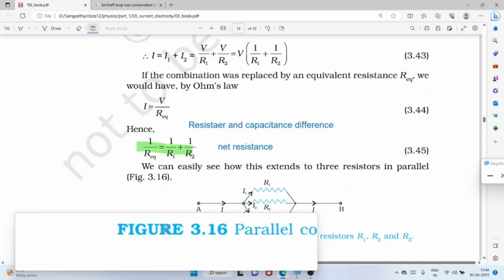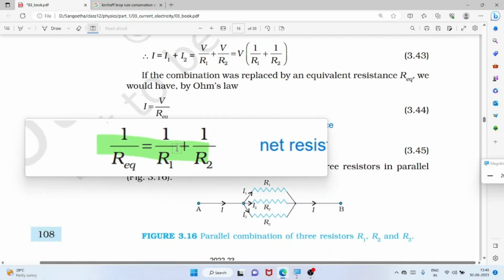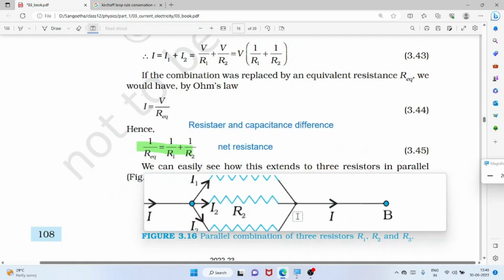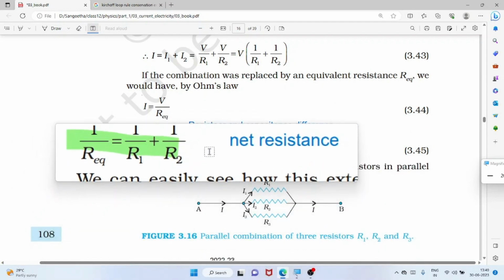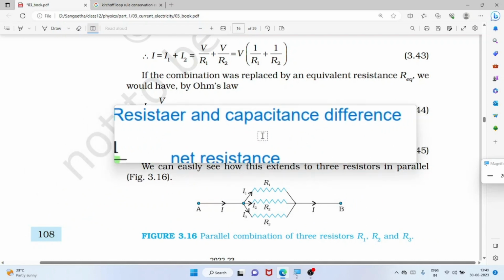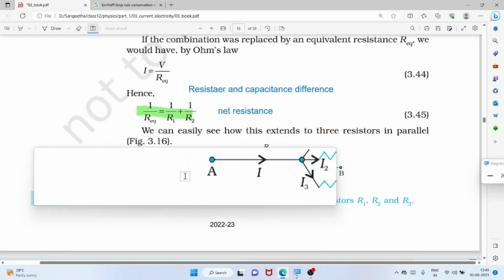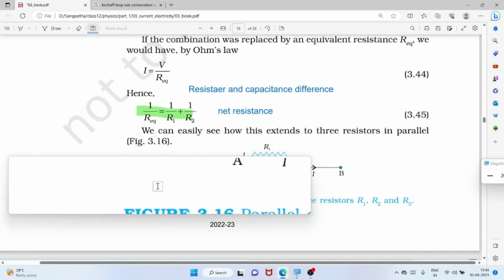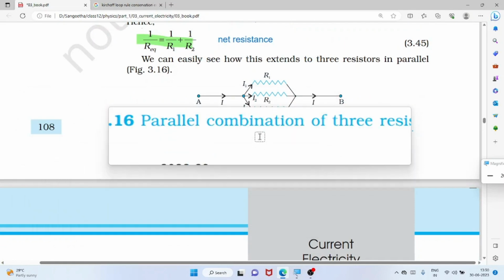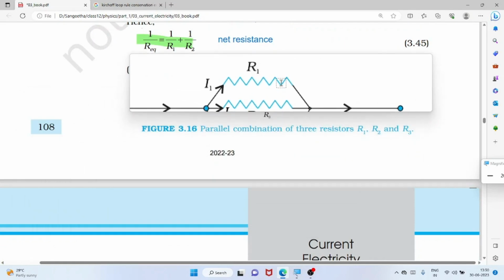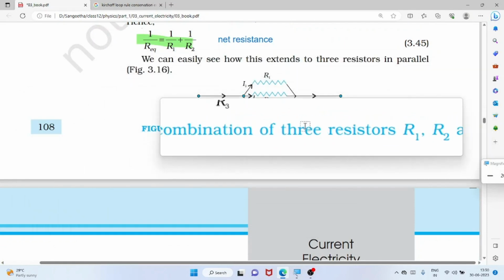When you connect resistances in parallel, 1/R equivalent equals 1/R1 plus 1/R2. Similarly, if you connect N resistances, it will be 1/R1 plus 1/R2 plus and so on. But if you connect capacitors in parallel, then you simply add C1 plus C2. Capacitor and resistor, that is the difference. Okay, these are parallel capacitors and parallel resistances.